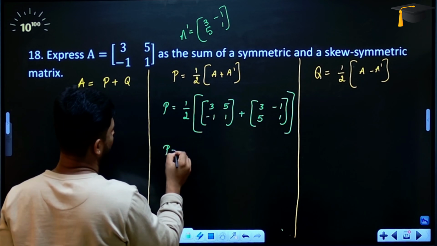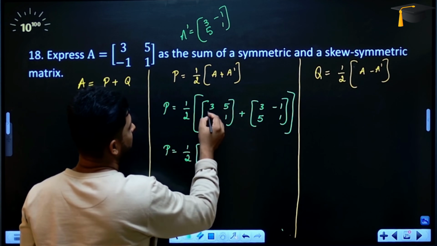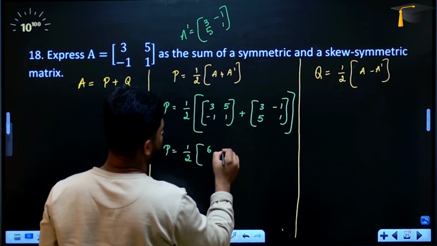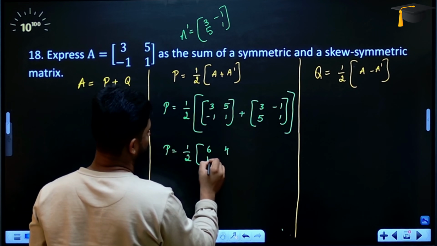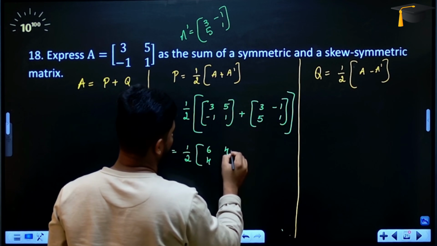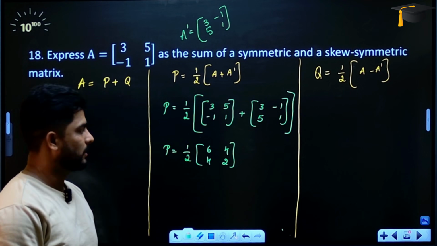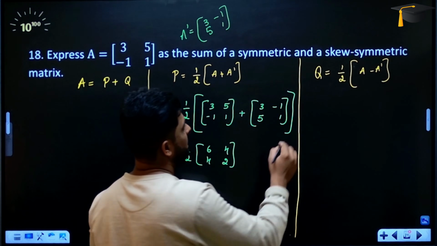So P is equal to half of, so 3 plus 3 is 6, 5 minus 1 is 4, minus 1 plus 5 is 4, and 1 plus 1 is 2. Okay, so this is the P matrix. So similarly, let's find out Q.